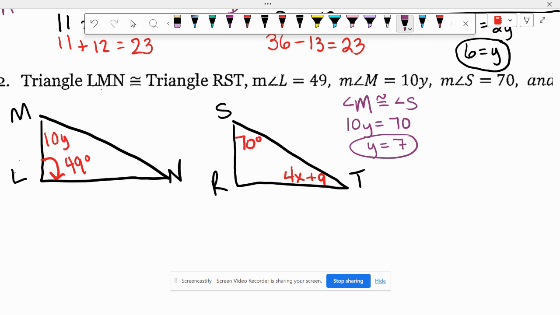Well, what do you know about angle L and angle R? Say it loud. Yeah, they're both 49. These are both 49 degrees. How are we going to solve for x?